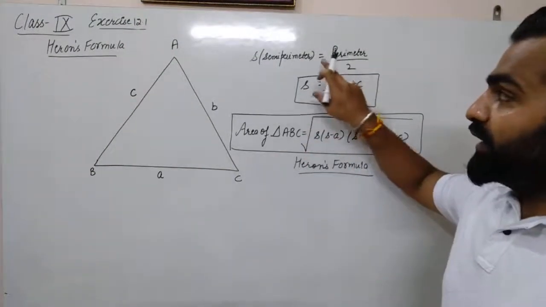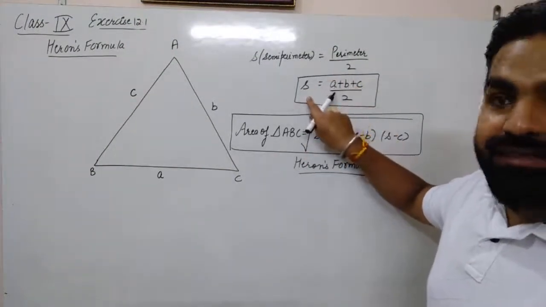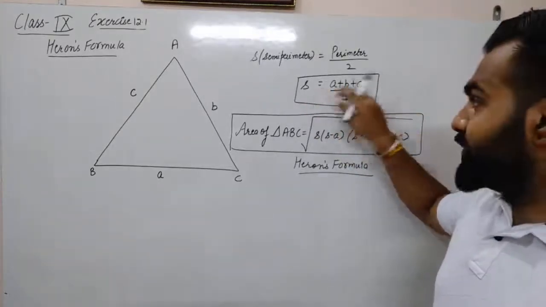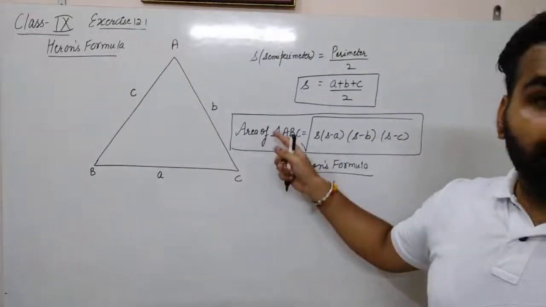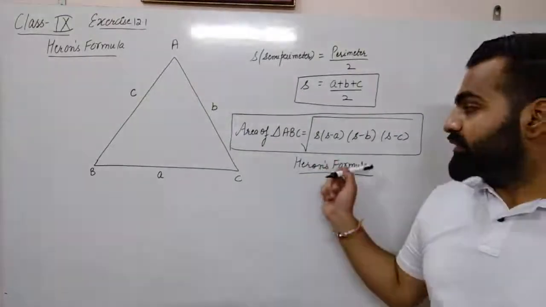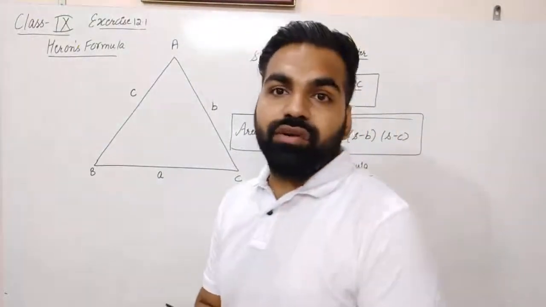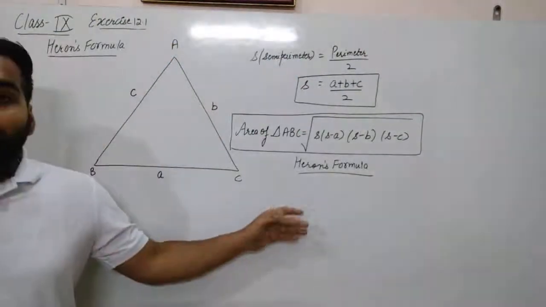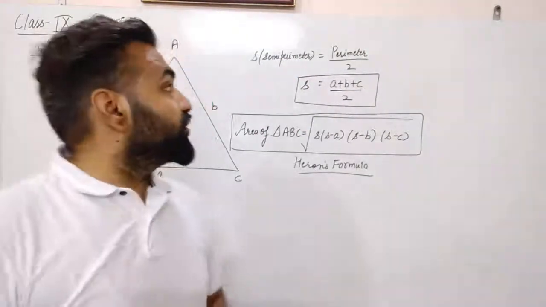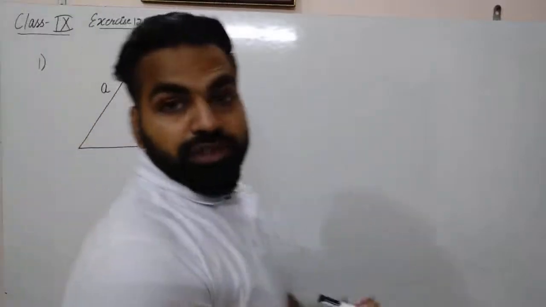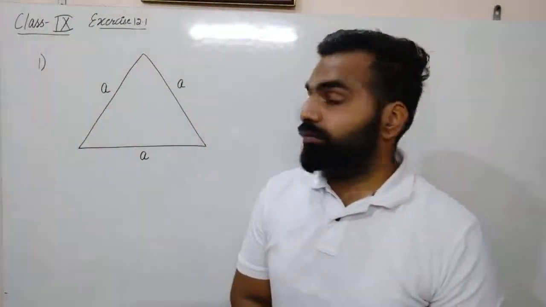So first of all, calculate the semi-perimeter s, that is perimeter by 2, sum of all sides by 2, a plus b plus c by 2. Then area of triangle, root s, s minus a, s minus b, s minus c. So this is the formula we will use to find the area of triangle. So let us learn how to apply this formula. We will take question number 1 of exercise 12.1.